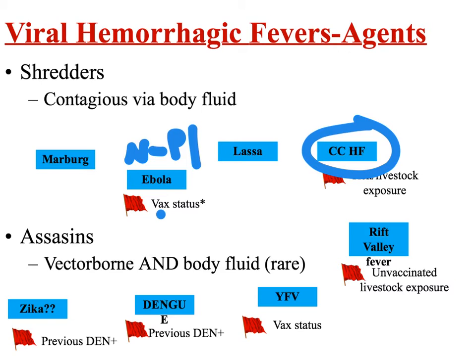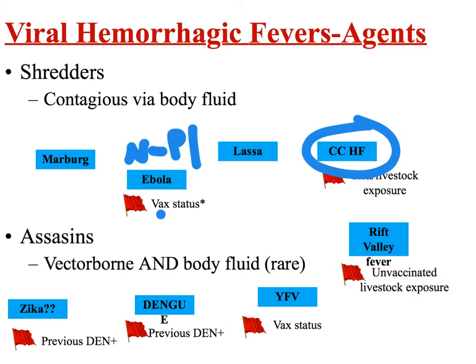And once it is transmitted via tick to a patient, that patient can then spread it person to person via their body fluids. But usually you don't have a person randomly coming down with Crimean Congo hemorrhagic fever unless they've been bitten by a tick that is in contact with exposed and sick livestock. In addition, people can contract Crimean Congo hemorrhagic fever from butchering infected livestock.